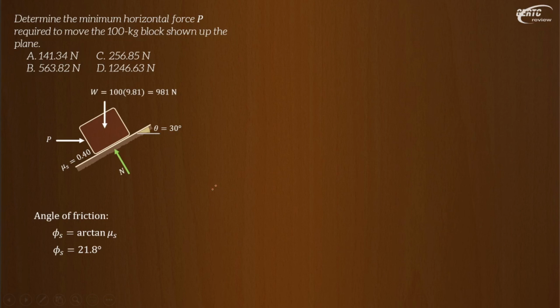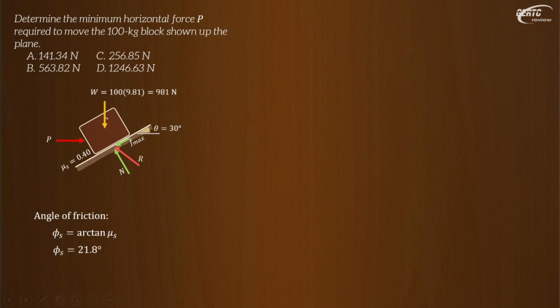In this case, since we are going to push the block, the tendency of motion is up, so the friction must be directed downward. This is your F max. We will be using the impending motion state, the maximum available friction. Therefore, the resultant of F and N will be like this, and that will be your R, the resultant reaction.